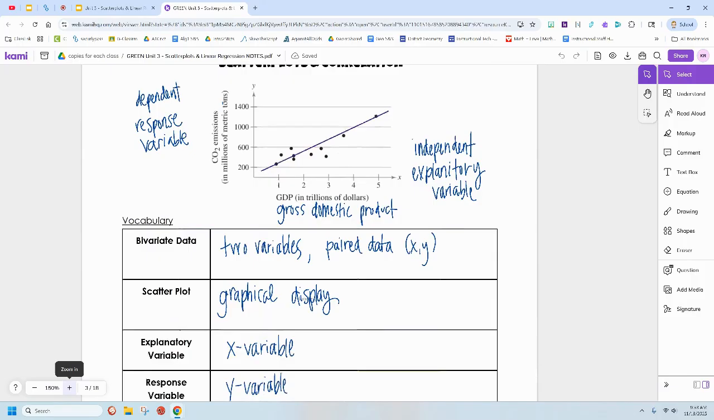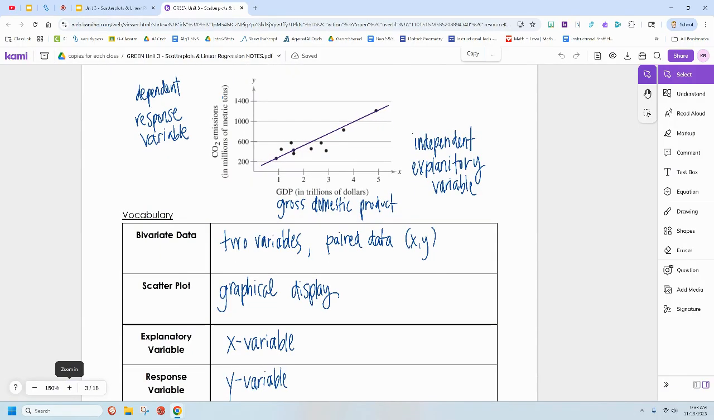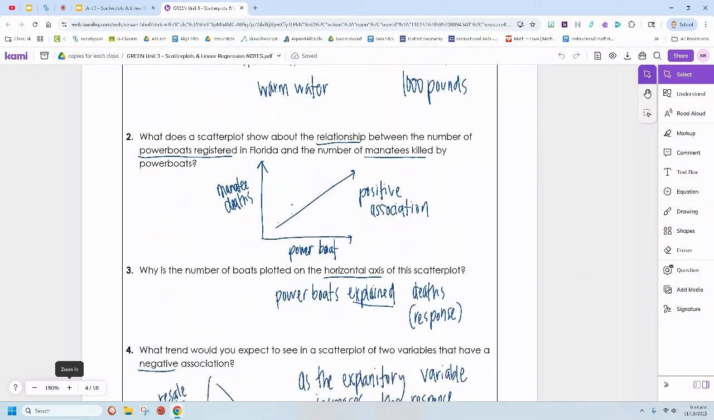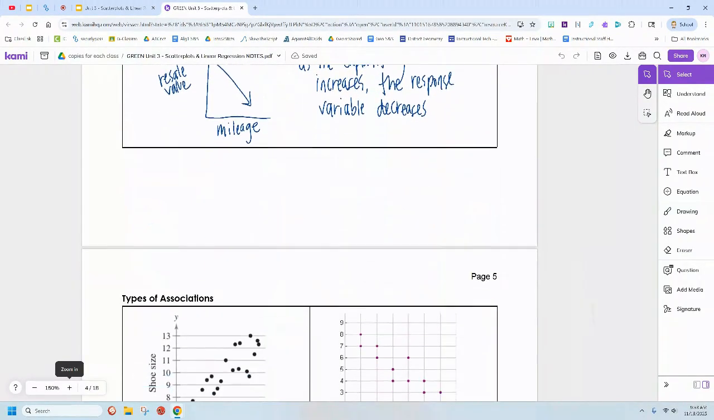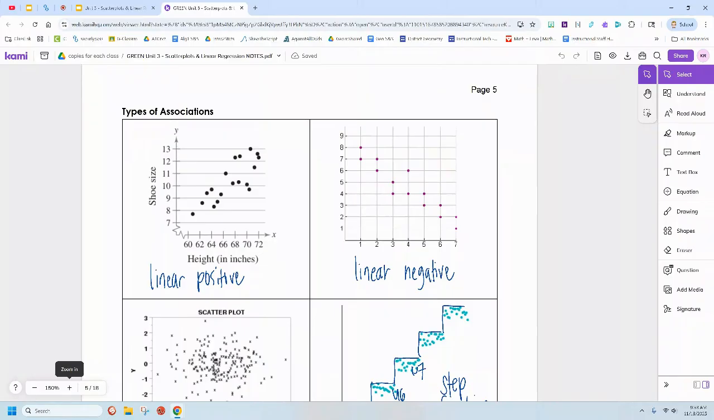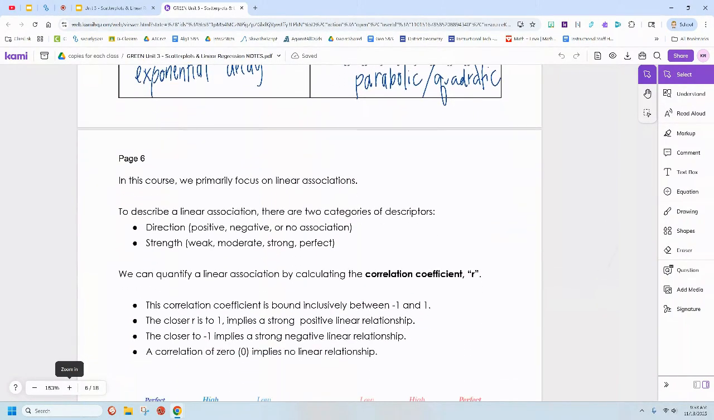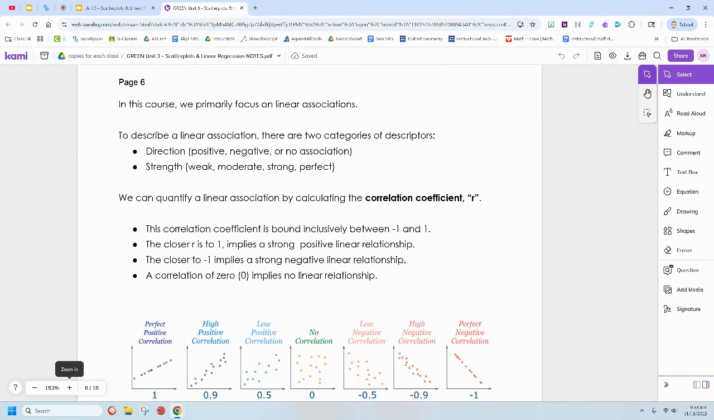All right, so we started off with just the basic vocabulary for the unit, and then we watched the thing about the manatees, and then we talked about types of association. This unit focuses on linear associations. All right, so that's where we're at on page 6.